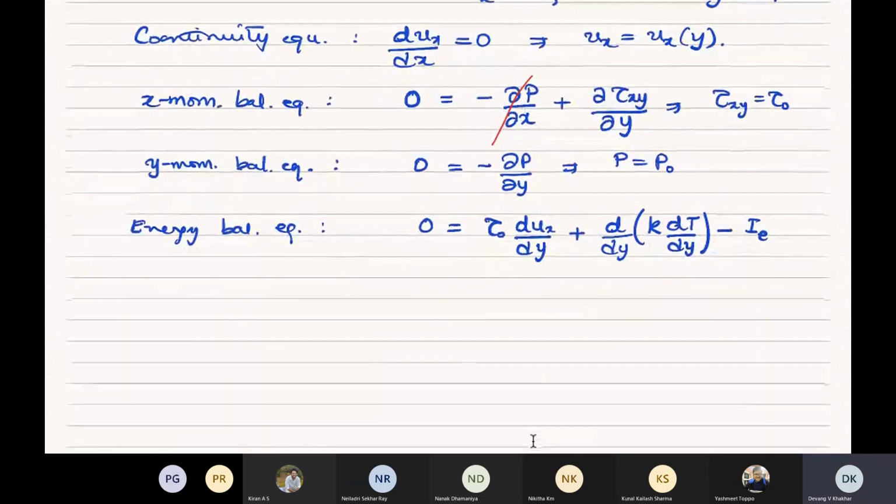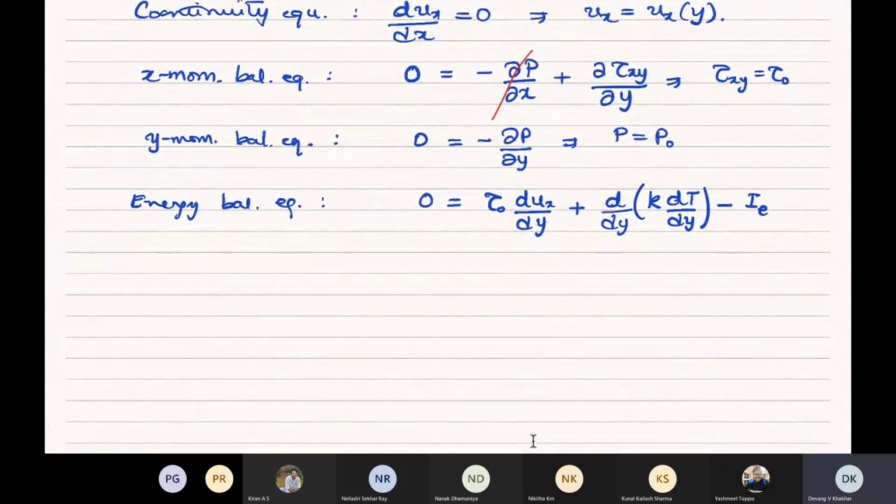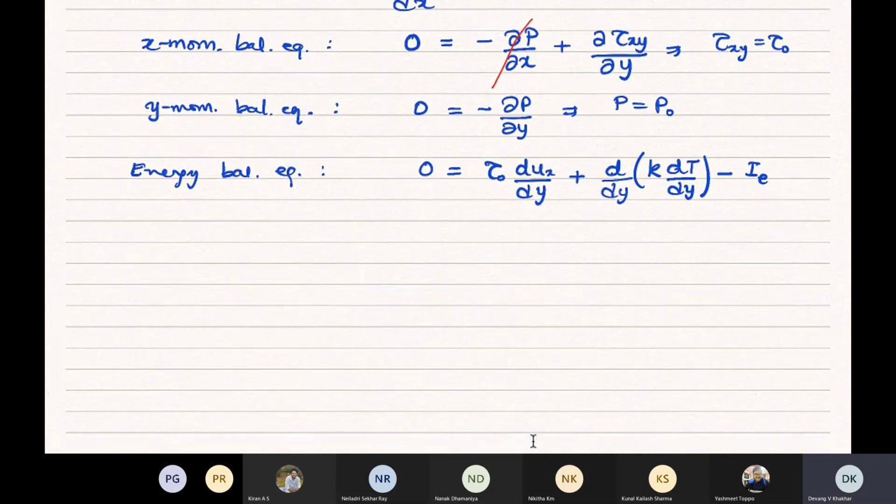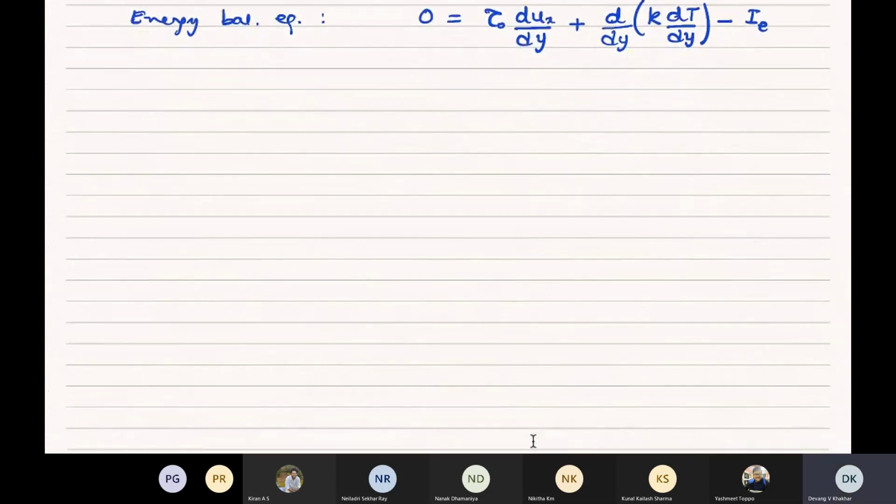So the first three equations don't give us anything much beyond saying that u depends only on y, and tau xy and p are constants, equal to tau 0 and p0. Okay. So now let's look at what happens for granular systems, and for that we have the constitutive equations.